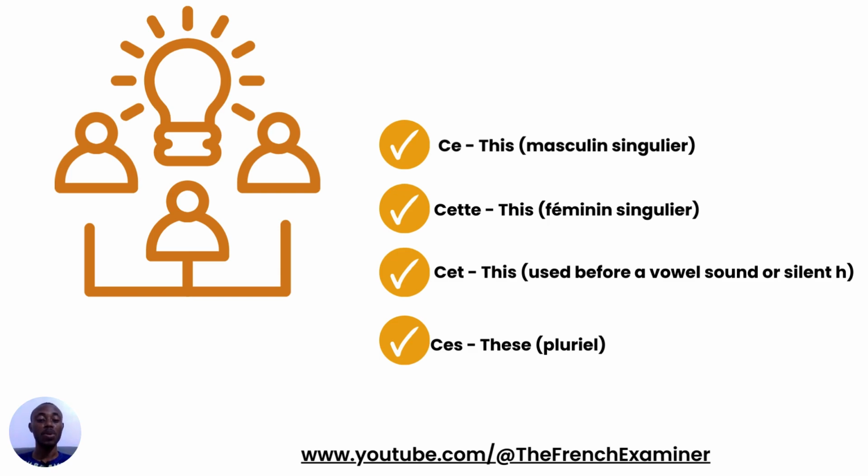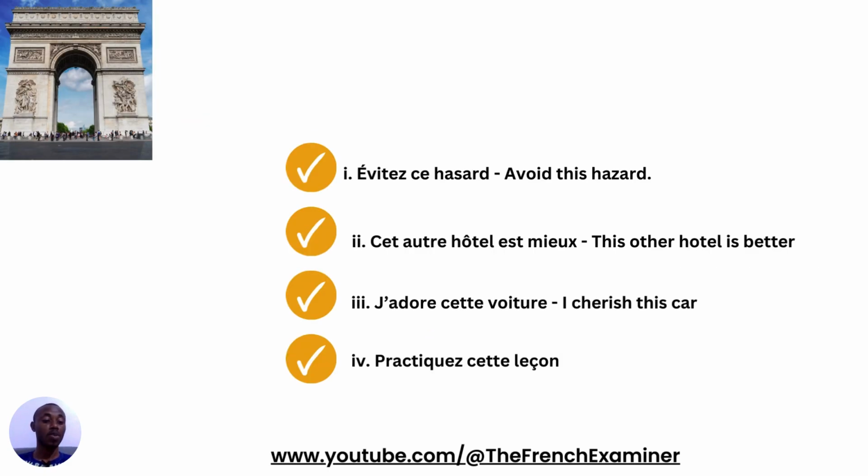Now we have the plural, ces, okay? Ces is used for either masculine singular, feminine singular, or the one that starts with silent H; we still use the plural ces. D'accord? Bon, on continue. Et maintenant, nous allons faire des exemples.